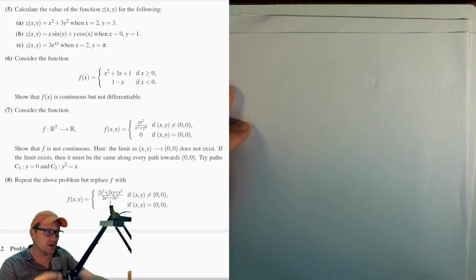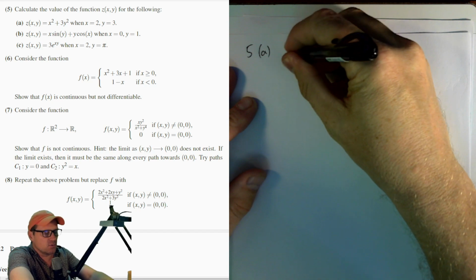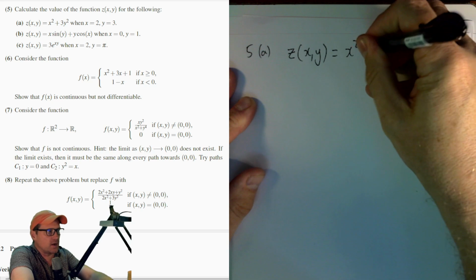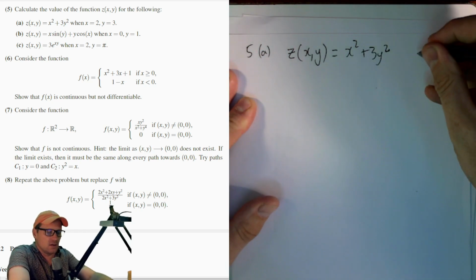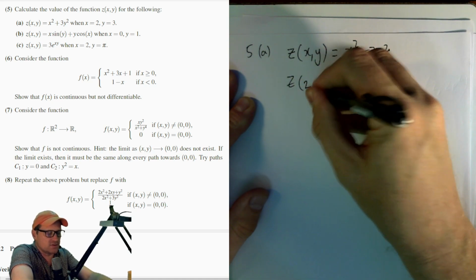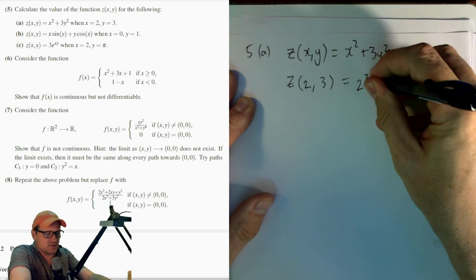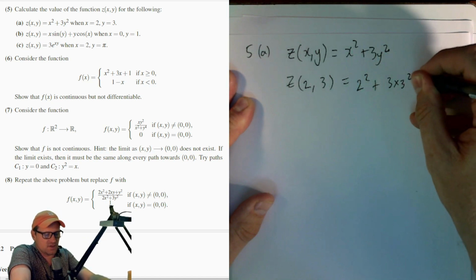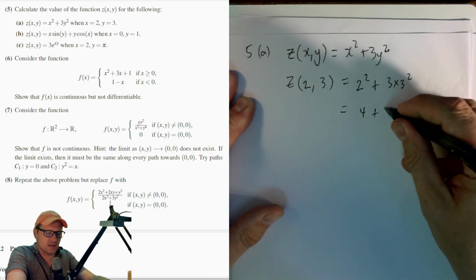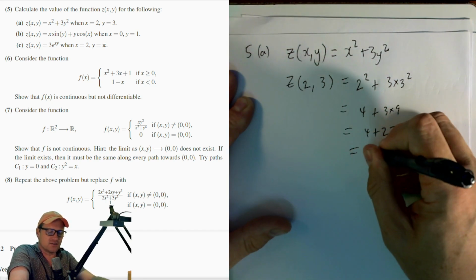Okay, so in question 5, we are just evaluating multivariate functions at particular points. So here we have z as a function of x and y is equal to x squared plus 3y squared. And we want to evaluate this at 2, 3. So what we're doing then is replacing the x with 2 and the y with 3 and asking what is the result of this. So it's 2 squared plus 3 times 3 squared. So for this we have 4 plus 3 times 9, which is 27. So 4 plus 27 is 31.